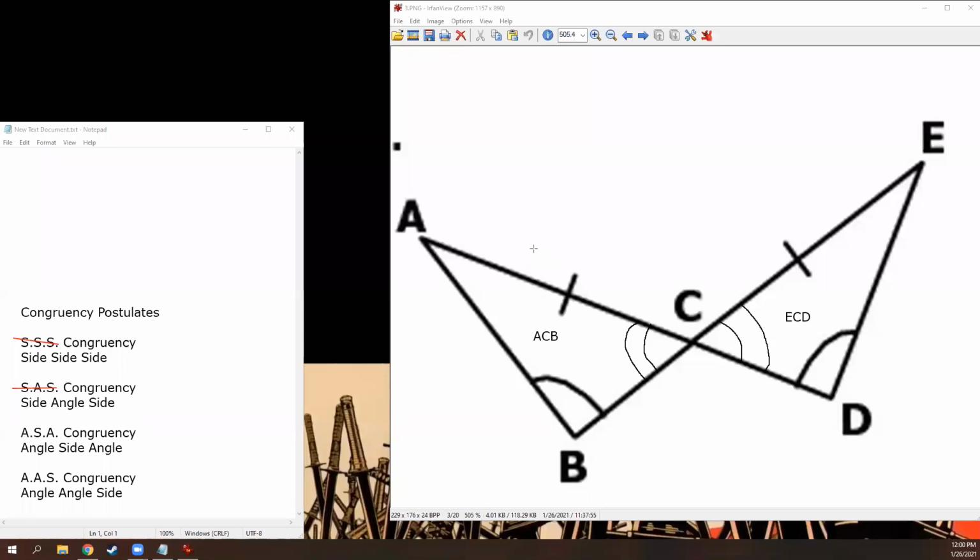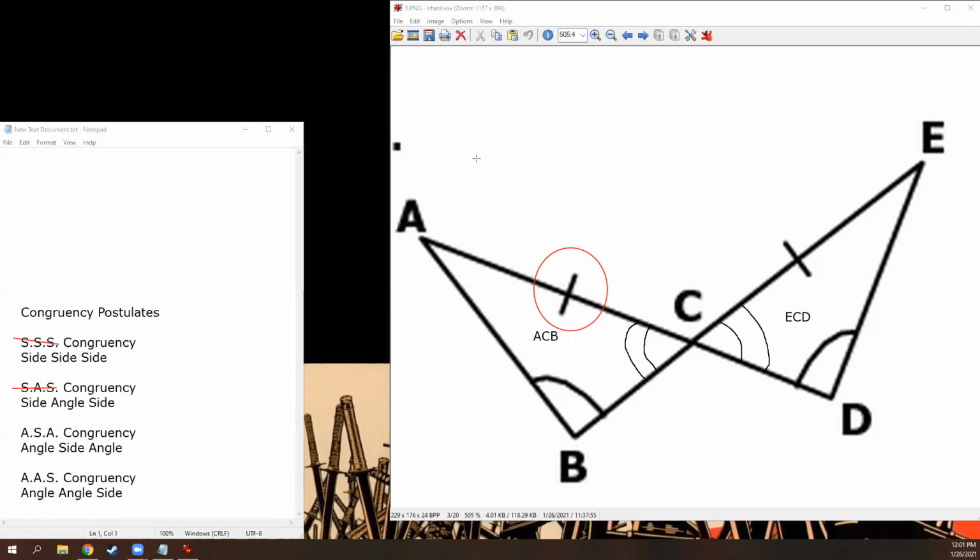To explain that, this guy right here, the notch, dead smack in the middle of the side, signifying that AC is equal to EC. Wherever this notch is changes whether it's ASA or AAS. If it's between the 2 angles, then it's ASA. Literally, the side is between the 2 angles. If it's not, then it's AAS.